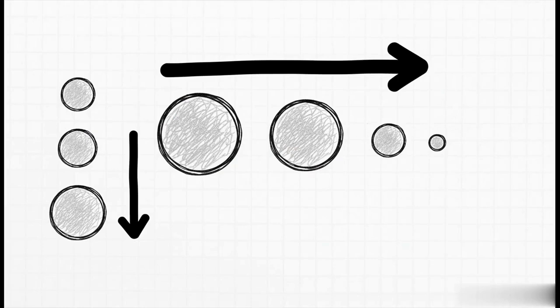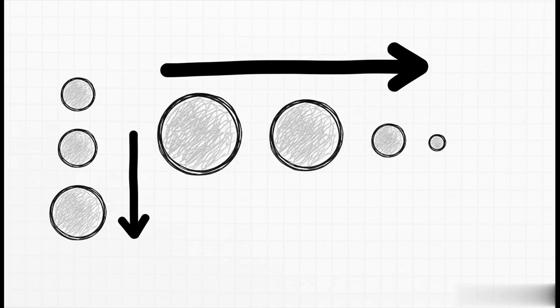Now let's use our rules. What happens as we move across a period, from left to right? Well, we keep adding protons, right? That means the inward pull from the nucleus gets stronger and stronger. But, and this is key, we're adding electrons to the same outer shell, so the shielding doesn't really change much. The pull wins, and the atoms actually get smaller.